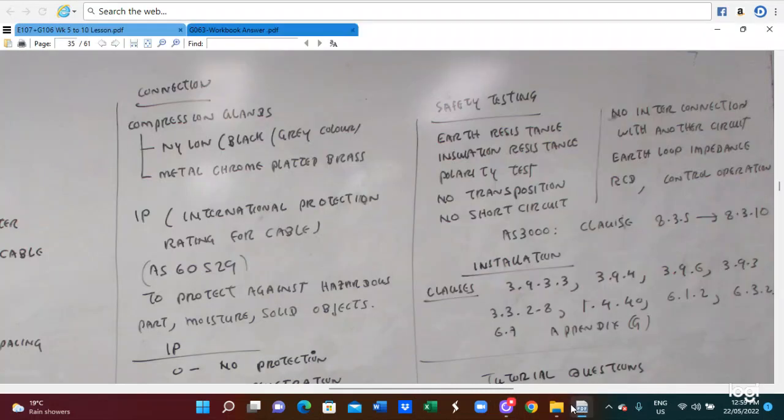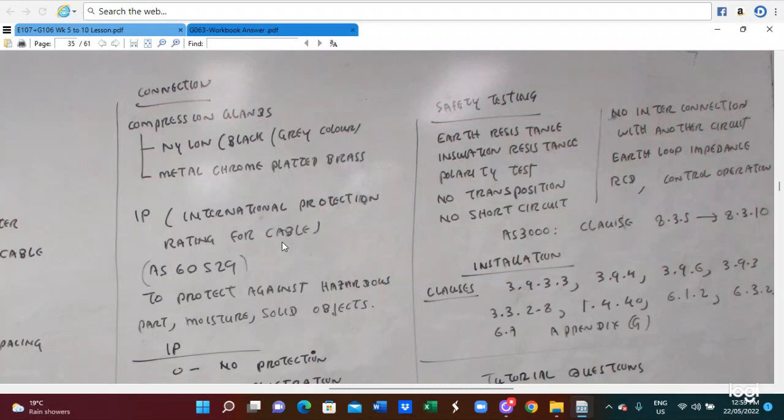So today's lesson, we're talking about the compression clamps. When you make the compression, we use a nylon. So nylon compression clamps are, this is what the keywords are, connection. They are black or gray in color, and the metal closes are plated brass. These kinds of connections are compression clamps.